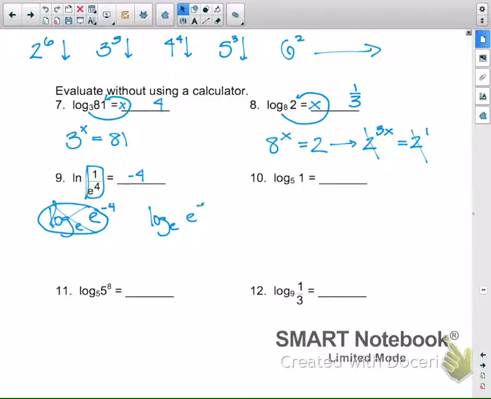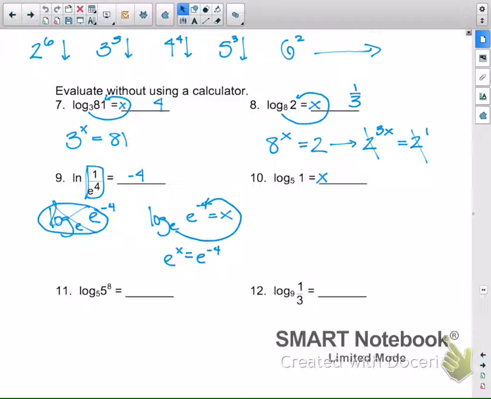Now, if you don't know that rule and you want to go back to our rewriting trick, we did rewrite this way. We can say that it's equal to x, and we can say e to what power gives me e to the negative 4. Well, if the bases are the same, what's true about the exponents? They're the same.